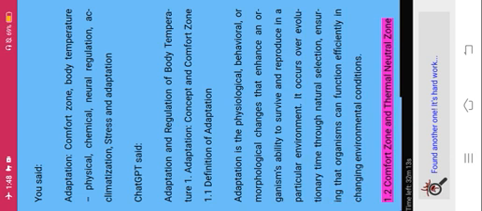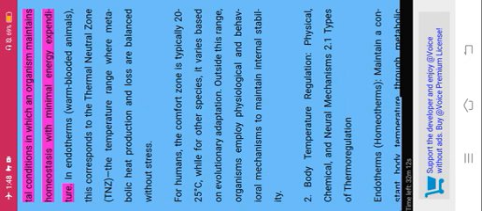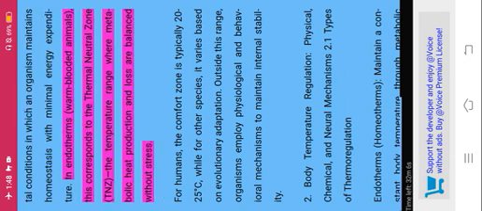1.2 Comfort zone and thermal neutral zone. The comfort zone is the range of environmental conditions in which an organism maintains homeostasis with minimal energy expenditure. In endotherms, warm-blooded animals, this corresponds to the thermal neutral zone, TNZ, the temperature range where metabolic heat production and loss are balanced without stress.